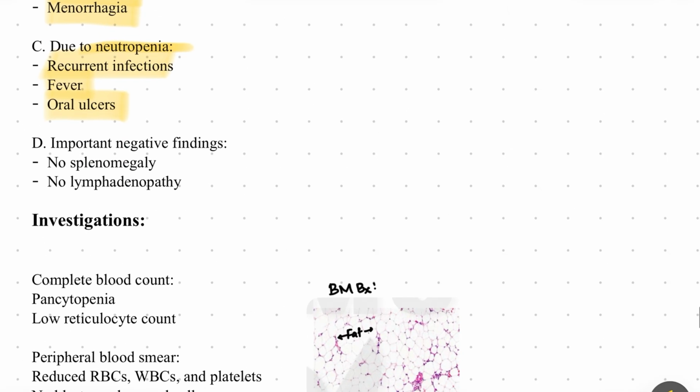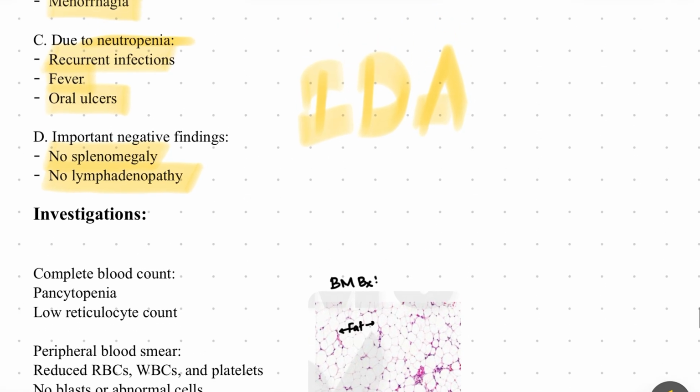Then important negative findings. This is important because of iron deficiency anemia, which has almost similar investigation findings. There are minor changes, but what you mainly need to focus on in clinical features is no splenomegaly and no lymphadenopathy. These two are important, but these are positive in iron deficiency anemia. If you have not watched iron deficiency anemia, you can go and watch my video. I have explained everything in detail.